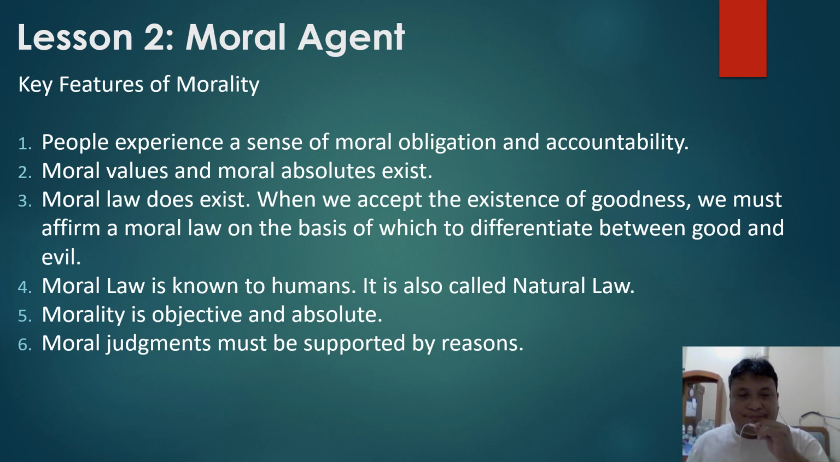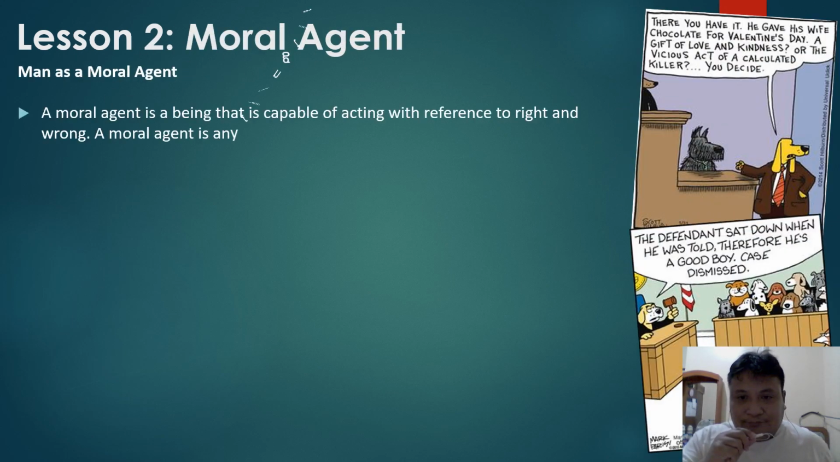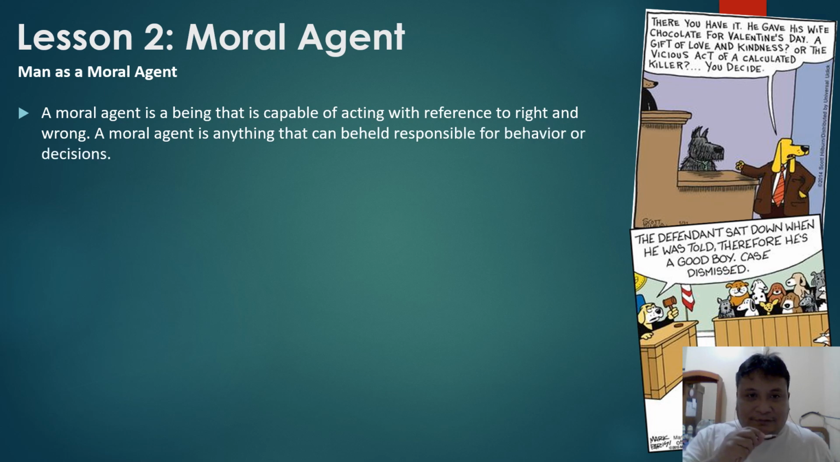Now, let's proceed here to the main idea. A moral agent? Can a dog be a moral agent? Here in the comic strip, there you have it. He gave his wife chocolate for Valentine's Day, a gift of love and kindness, or the vicious act of a calculated killer, you decide. You know already that chocolates are poisonous for our beloved pet dogs. The defendant sat down when he was told, therefore he's a good boy. Case dismissed. Okay, so it's talking about dogs, but actually we're talking here about man.